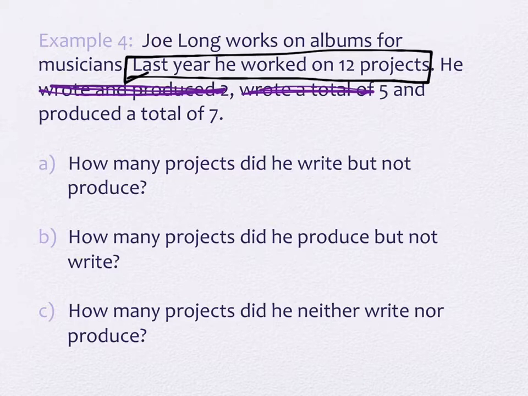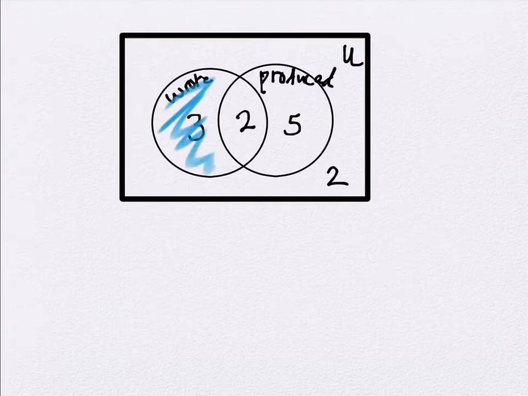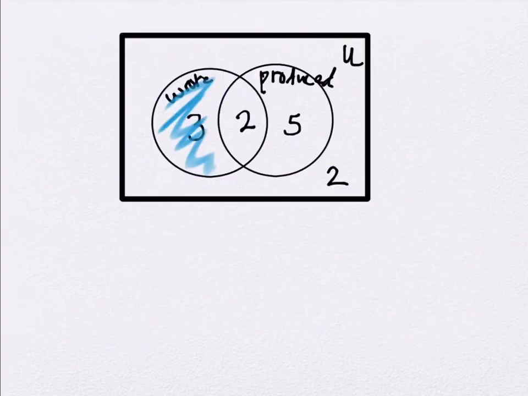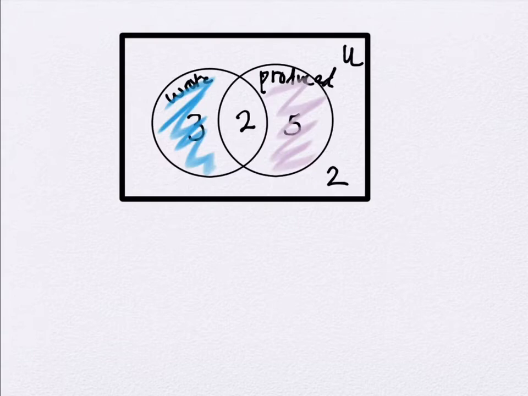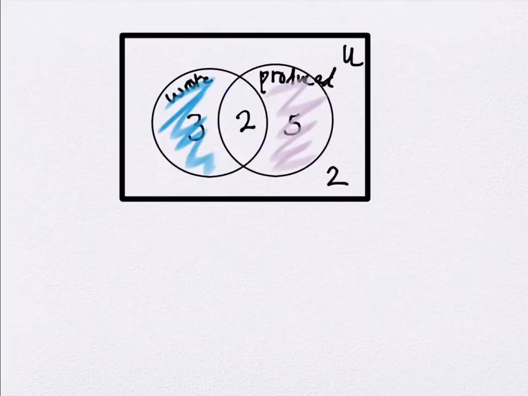All right, so the question on part A says, how many projects did he write but not produce? 3. So we're just looking at our diagram, and it's this piece right here, right? Second question, how many projects did he produce but not write? That's 5. And that's the part that's out here. And the third question says, how many projects did he neither write nor produce? And that 2 would be out here, right?